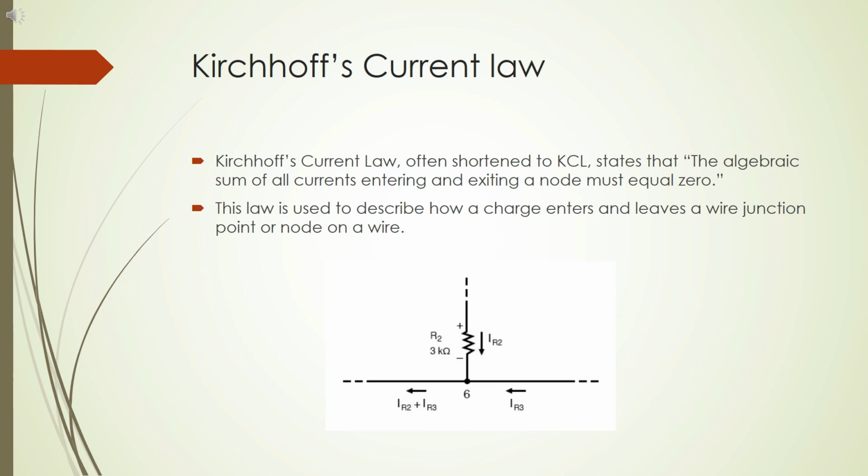Kirchhoff's current law, often shortened to KCL, states that the algebraic sum of all currents entering and exiting a node must equal 0. This law is used to describe how a charge enters and leaves a wire junction point or node on a wire. In the figure, it showed that the current leaving the junction is equal to the sum of the currents entering the junction. Thus, if we assume that the current leaving the junction is algebraically negative and the current entering the junction is algebraically positive, the algebraic sum of the currents leaving and entering the junction is equal to 0.